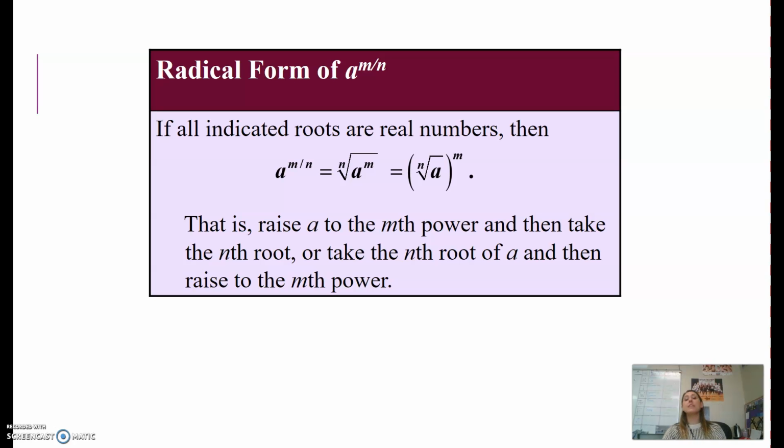Now we're talking about when it's in radical form. Make sure this is in your notes because we're going to go back and forth. We're going to go from exponential form to radical form, from radical form to exponential form. This one is saying that you can rewrite a to the m/n as the nth root of a to the m, or like we've been doing, you can take the nth root of a and raise all of it to m. That is, raise a to the mth power and then take the nth root, or take the nth root of a and then raise it to the mth power. It depends on the situation that you want to do that.